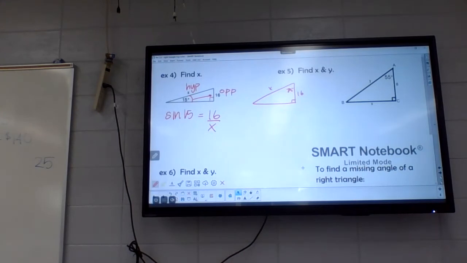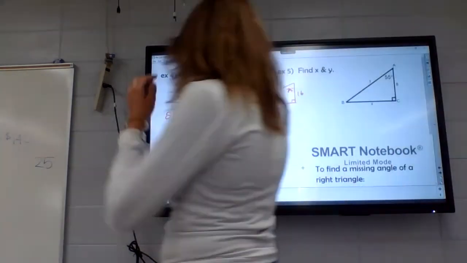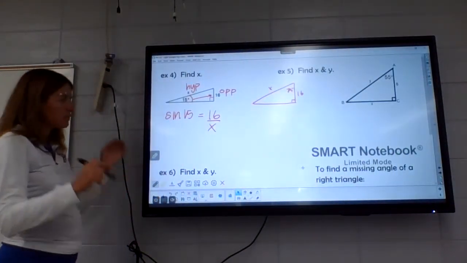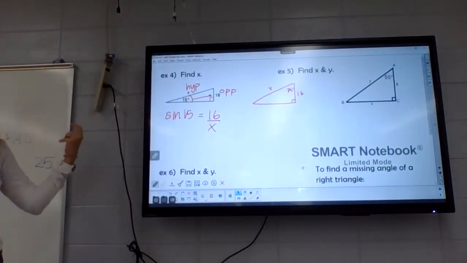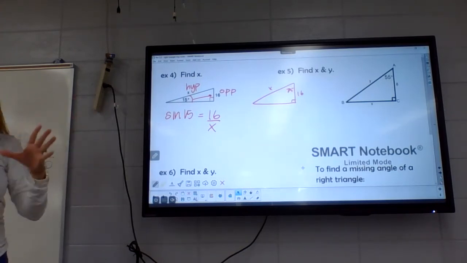Any thoughts on how we get that x out of the denominator? What's the strategy here? You would multiply both sides by x and divide both sides by sine of 15. Okay, so I'm going to show this way and then I'll show another way. Either one is fine, whatever you prefer.